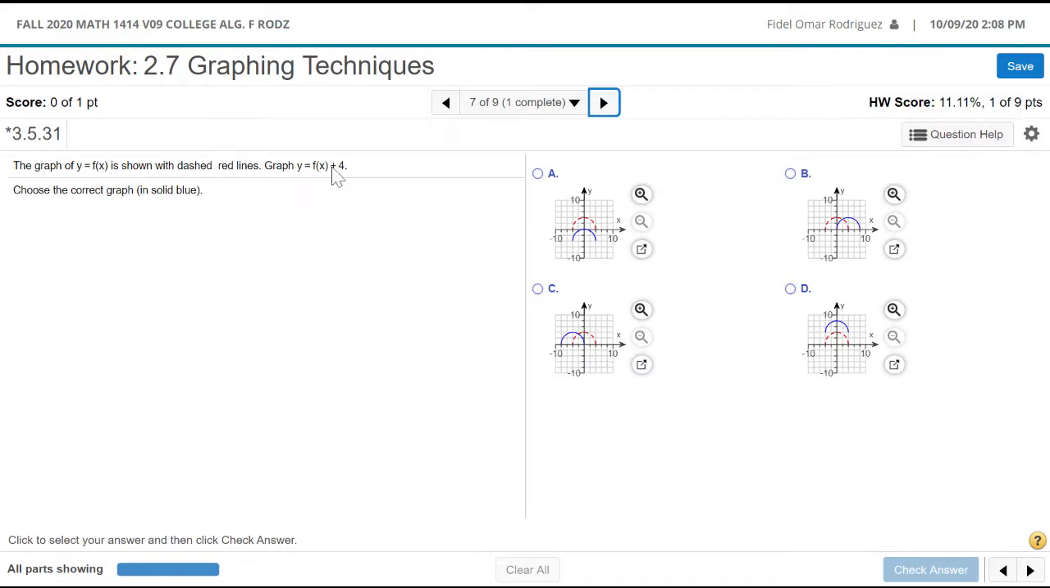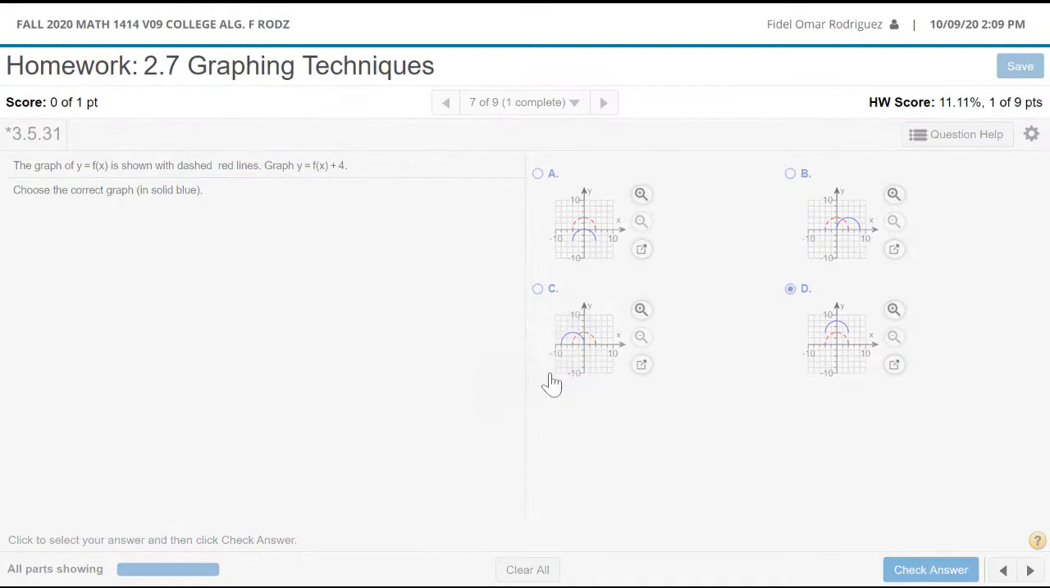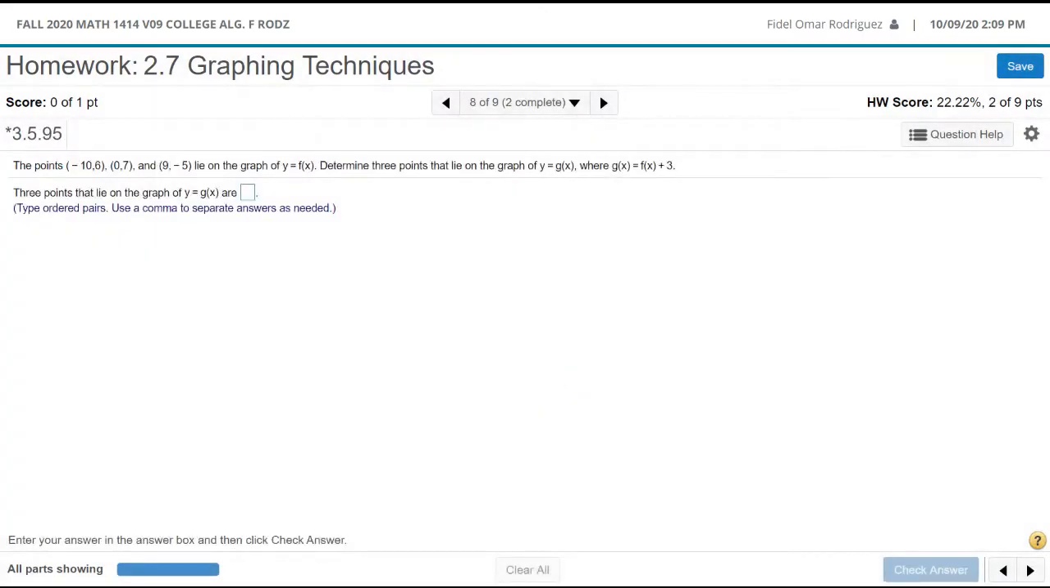Now, this plus 4, since it's on the outside, does it change the x values or the y values? Do you remember? Changing the y values, so it has to go up. Remember, the original one is the red, so the blue one is going to be the new one. Out of my choices A, B, C, and D, which one is going up? D. So we'll click D. We'll go chickadee check. We got it.